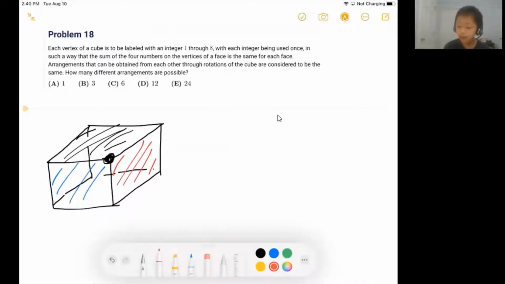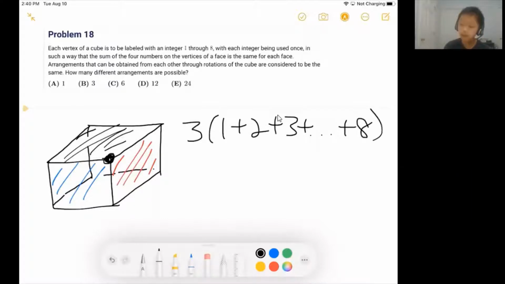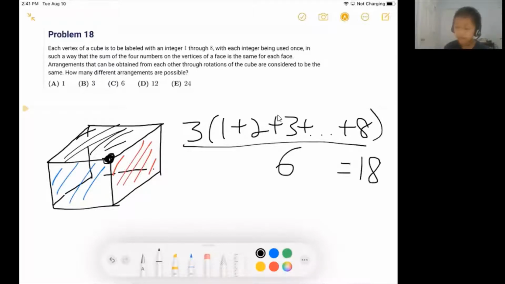And since the numbers are 1 through 8, if you add up the 4 numbers on the top face, the bottom face, and every single face, the total sum you would get is 3 times (1 plus 2 plus 3 plus ... plus 8). Then since there are 6 faces in a cube, you divide by 6 to find the common sum, and it turns out to be 18. So each face of the cube has a sum of 18.